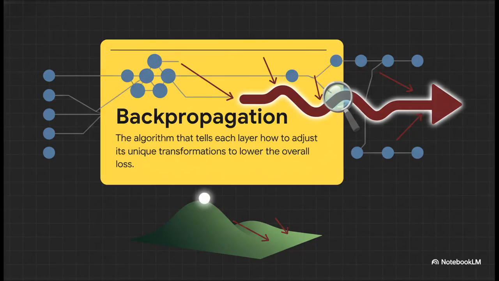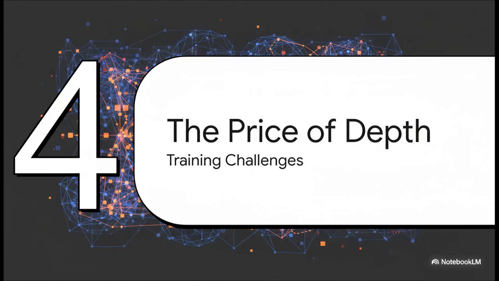And backpropagation, that's the messenger. It's what travels backward through the network after a guess. It carries a signal, the gradient, that tells each layer exactly how to adjust its little stretch and fold operation to help create a better final outcome and, of course, to move downhill on that loss landscape. But of course, this incredible power isn't free. The very depth that makes these networks so expressive also introduces its own set of really profound engineering challenges.